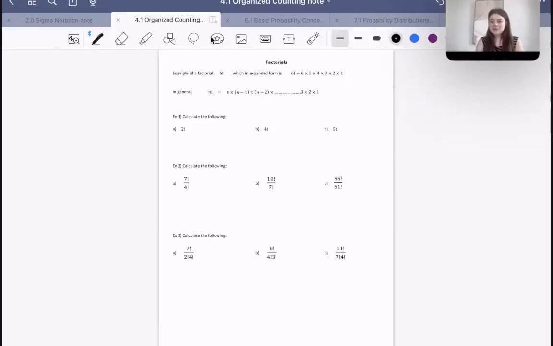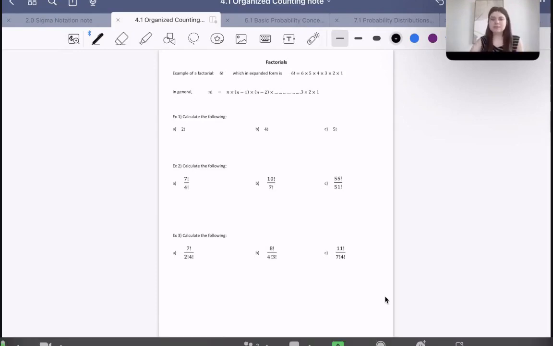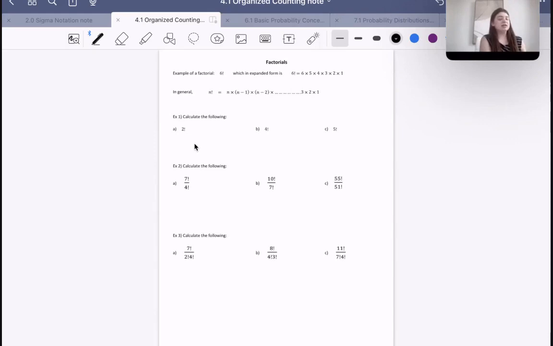Hello, everyone. Welcome back. So today I'm going to be talking about factorials. This might seem a little bit out of place in this unit if you've ever done factorials before, because this unit is all about counting. But for a lot of counting techniques, we need to understand factorials and how they work if we're going to be able to answer those questions effectively. And so that's why these are very important.